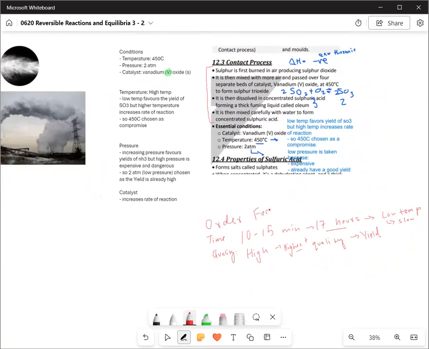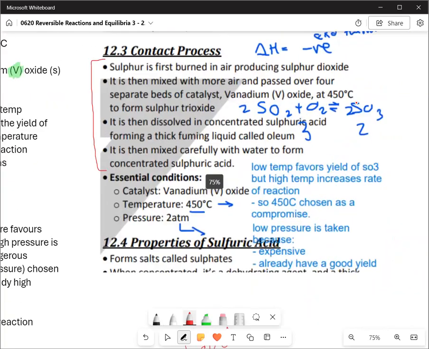Sulfur is first burned in air, producing sulfur dioxide. It is then mixed with more air and passed over four separate beds of catalyst vanadium oxide at 450 degrees Celsius to form sulfur trioxide. It is then dissolved in concentrated sulfuric acid, forming a thick fumy liquid called oleum. It is then mixed carefully with water to form concentrated sulfuric acid. Okay, so it's then mixed carefully to make the concentrated sulfuric acid. That's the important bit.